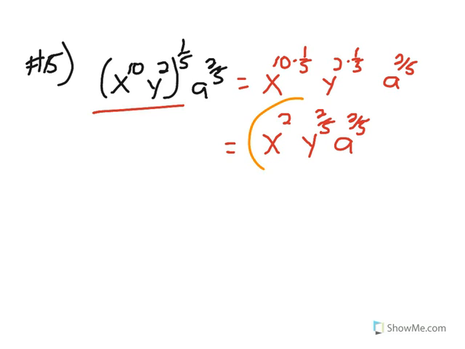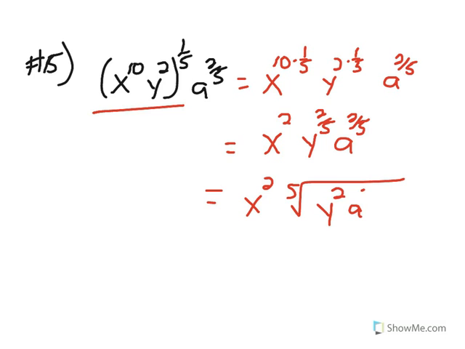Please note, this x squared does not have any radical. There's no denominator in your exponent, so it stays x squared. The y and a can be written as 5th roots because their exponents' denominators are 5. Y squared, a squared.